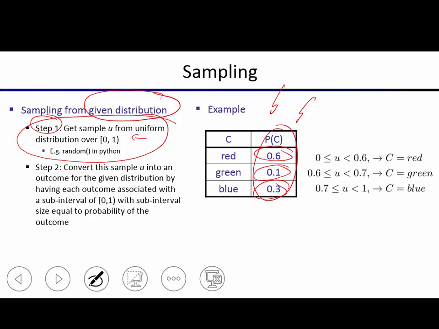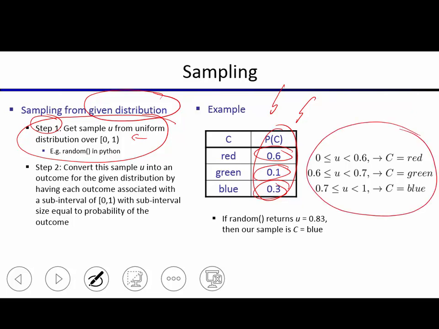So now we can sample from any discrete joint distribution over any set of variables: first sample between 0 and 1, and then just partition that interval according to the probabilities of each of the possible outcomes. Okay, so if we got back U equals 0.83, using this procedure here, we'd say our sample is blue. Any questions about this procedure?